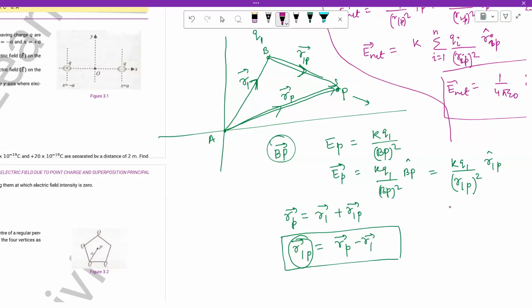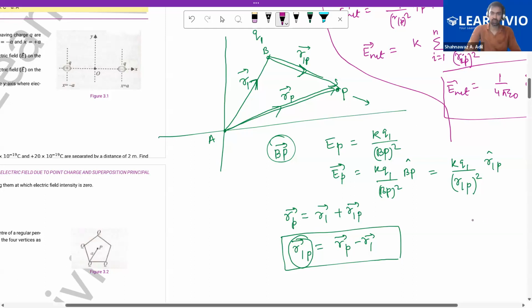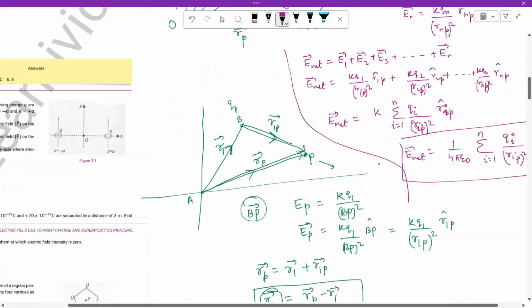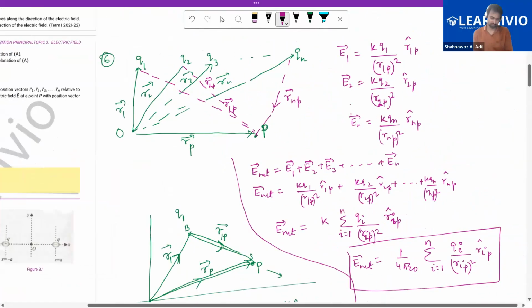So can you scroll up now, please? Yes, yes, yes. This part you have noted, right? Yeah. So now let us move on.